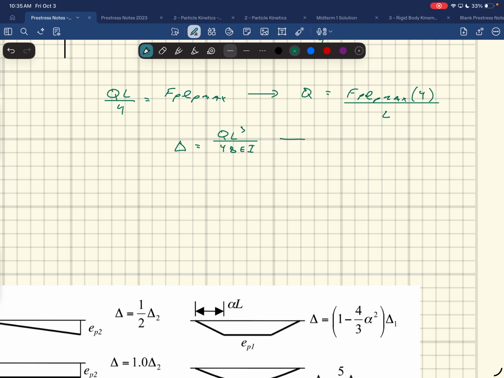And so then if you substitute this in now, right, you take 48, you know. And so you take this.